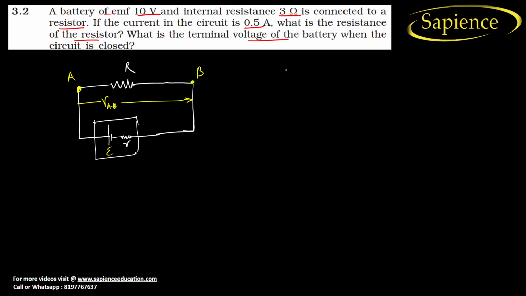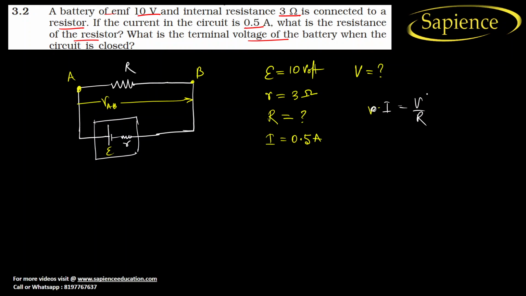So what they have provided you is the EMF, 10 volt, right? They are asking you the terminal voltage, right? Internal resistance they have provided as 3 ohm and it is connected to the external resistance, and we don't know the value of external resistance. We need to find that also, and it has a current of 0.5 ampere, right? So what will happen if you try to solve this one? Basically I is equal to V by R, that is when terminal voltage is given. But we will not use this formula here.